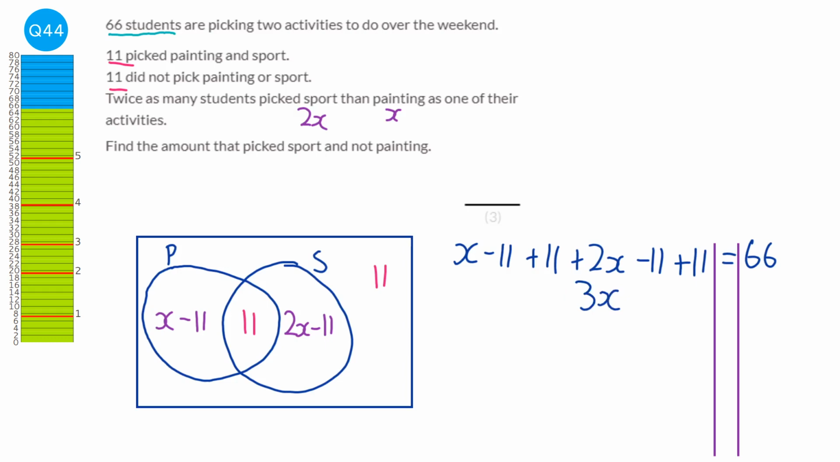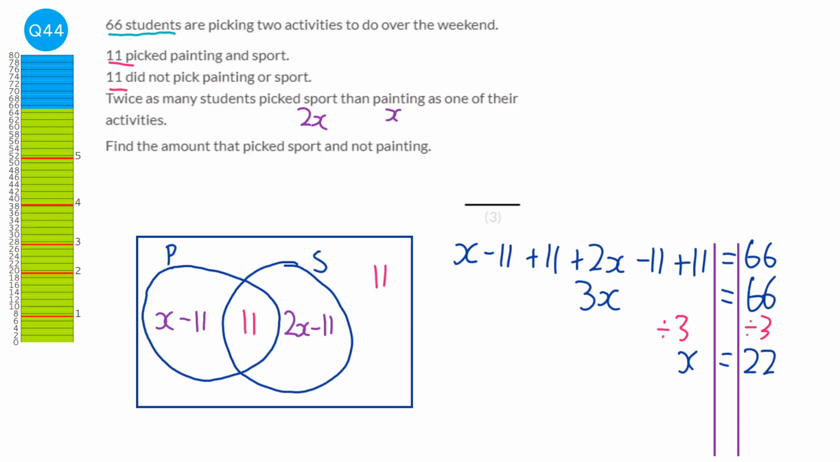And we've got minus 11 plus 11, minus 11 plus 11. Well, those just cancel out. So we're left with just 3x equals 66. I'm going to divide both sides by 3. So we've got x equals 22.